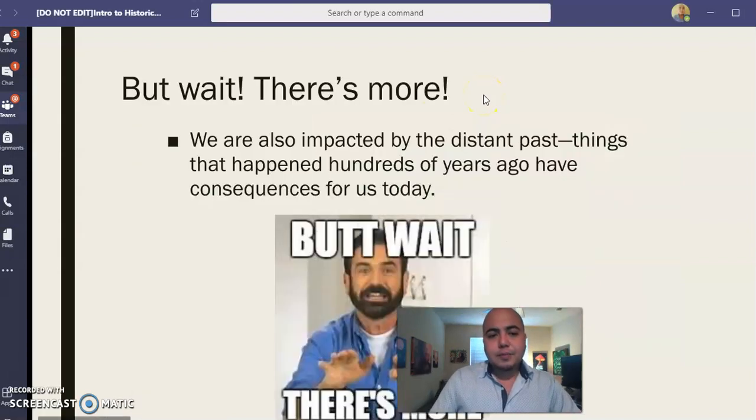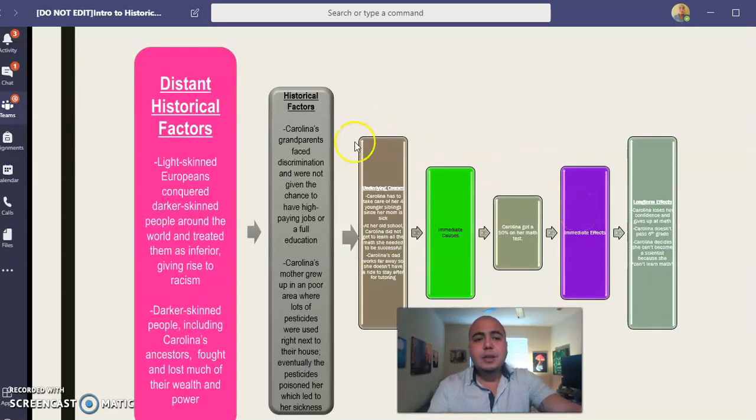All right, and there's actually more. So we're also impacted by this past. As I mentioned, things that happened hundreds of years ago have consequences for us today. Now let's look even further back. Light-skinned Europeans conquered darker-skinned people around the world and treated them as inferior, giving rise to racism.